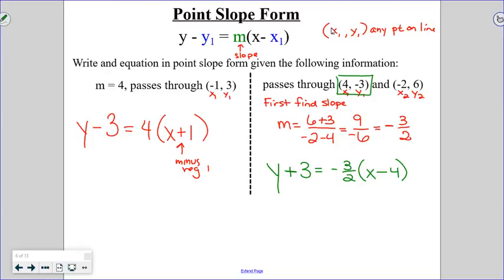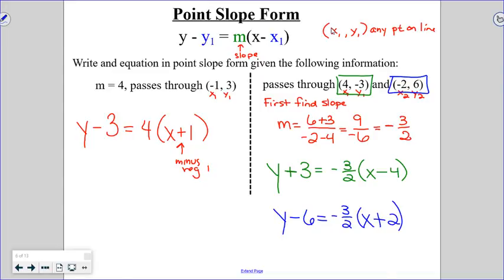I can also use the other point. They actually are the exact same equation. Now in point slope form, they would look different. But if I were to either graph it or move to my other form that we're going to see on the next page, slope intercept, we would get the exact same equation. So a second correct option would have been using that other point. y minus 6 equals negative 3 halves times x minus negative 2. Those are both correct answers for this equation.